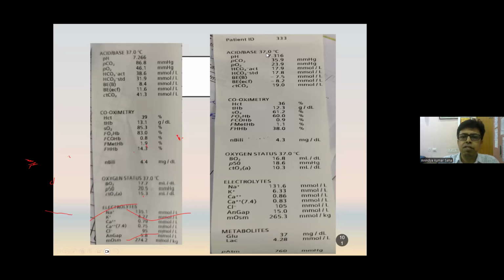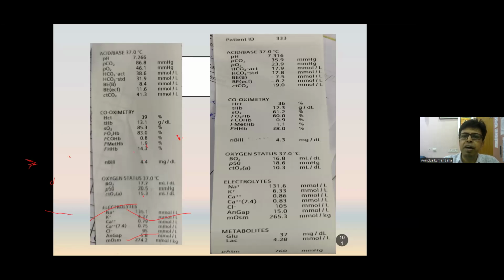In the right strip, the pH is again 7.31, just below normal, whereas PCO2 is 35, just in the lower range of normal, whereas bicarbonate is very low, 17, which is below the cutoff.